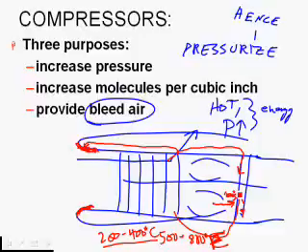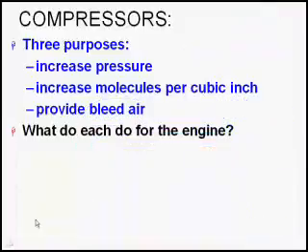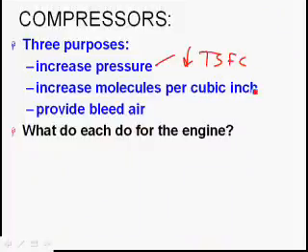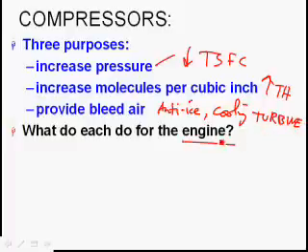So this bleed air, taking air off of the compressor, is going to be very important when it comes to operating a jet engine. Now, what does each do for the engine? Already told you, pressure is lower TSFC. More molecules per cubic inch is higher thrust. And bleed air is going to be used for lots of things. Anti-ice and cooling the turbines.